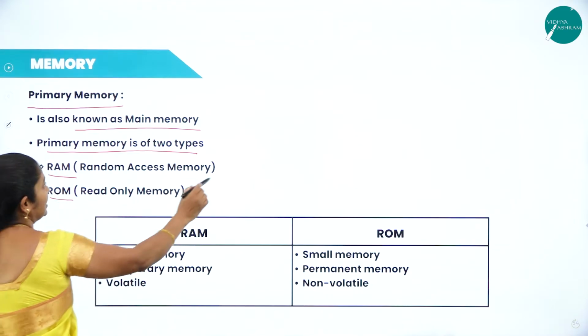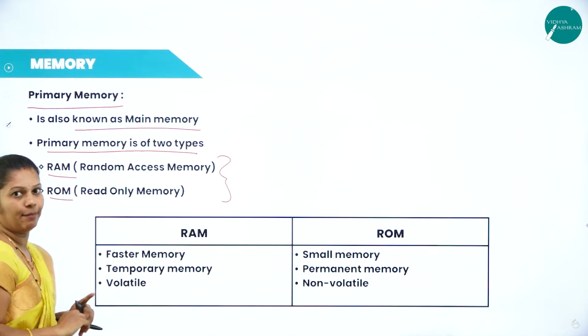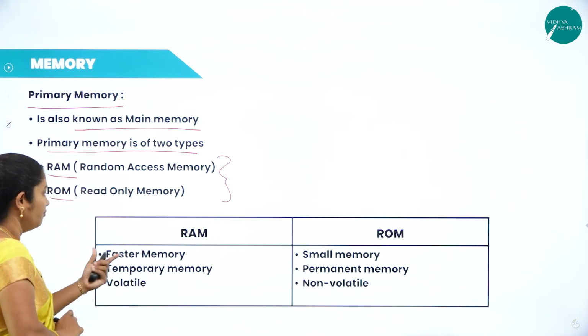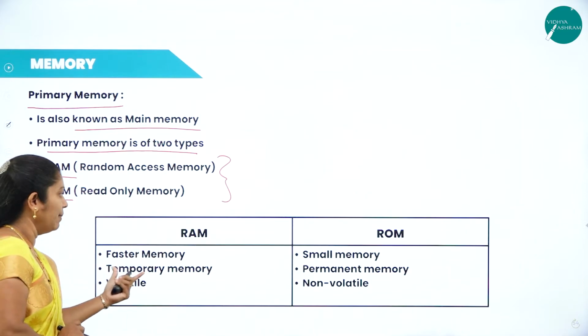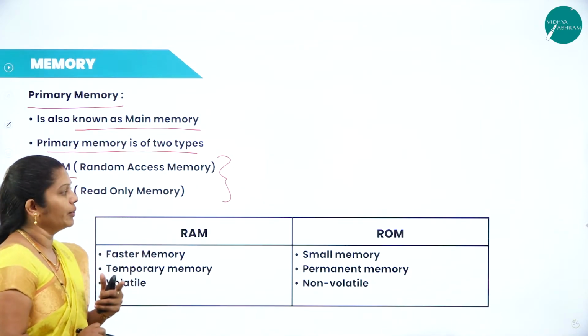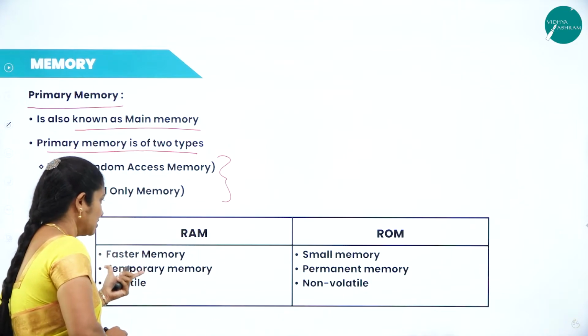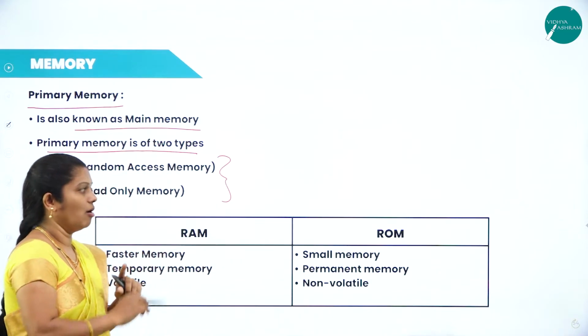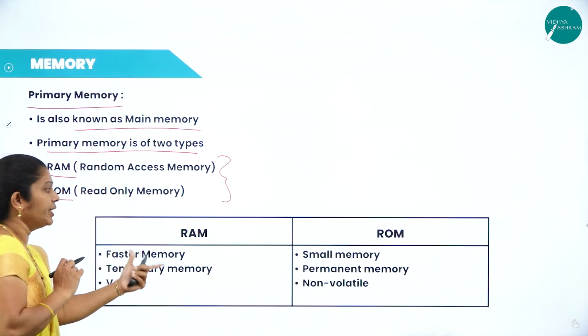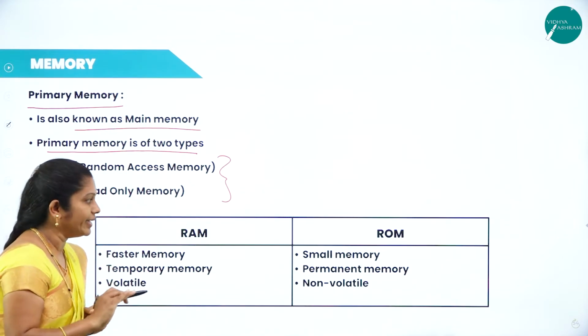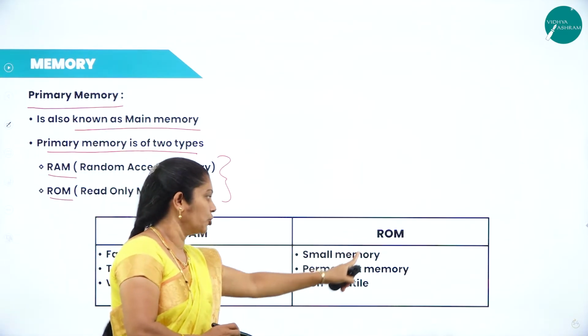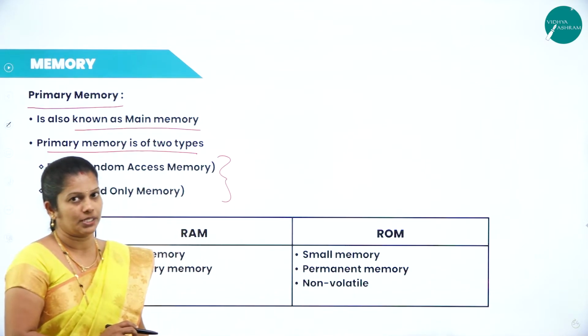Then what is the major difference between RAM and ROM? When we come to the difference, RAM, random access memory, is faster memory, whereas ROM is small, limited memory, which it can store. RAM is temporary memory. Then what do you mean by temporary memory? When we come to ROM, it's a permanent memory we used to see.